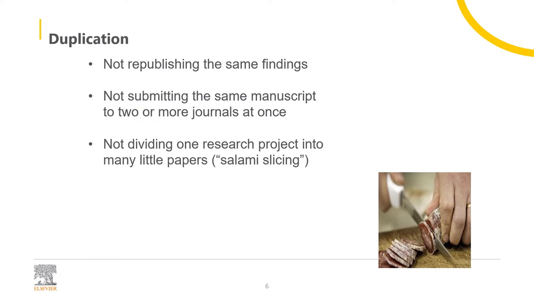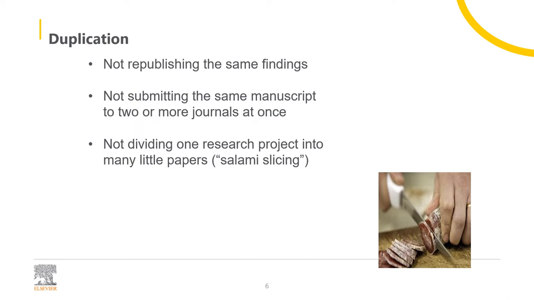We've got to try to avoid dividing one research project into too many small papers. This is called salami slicing, represented by the picture on the bottom right. That's an Italian sausage which is sliced very thinly. Now, there are no hard and fast rules about salami slicing, and to some extent everyone does this.